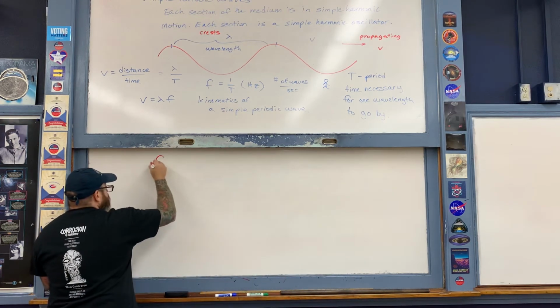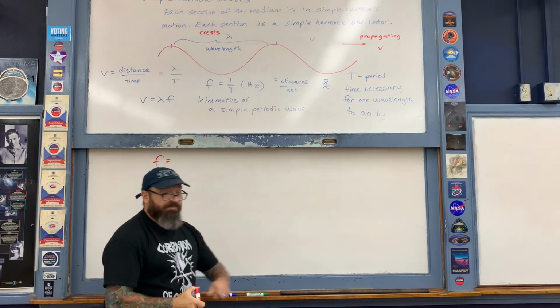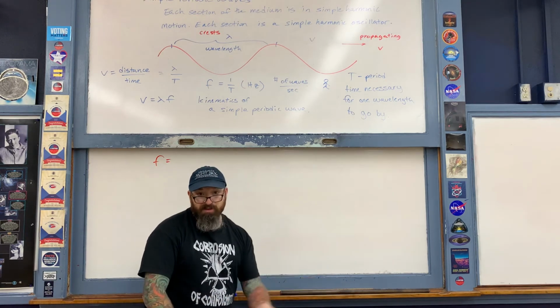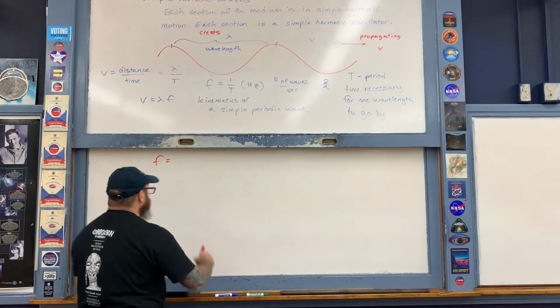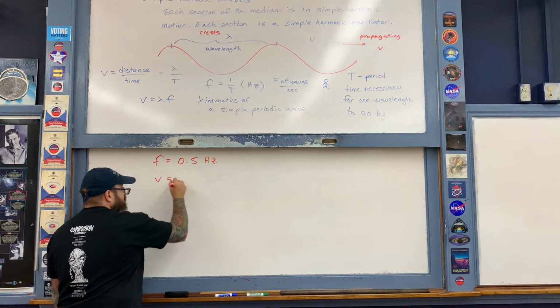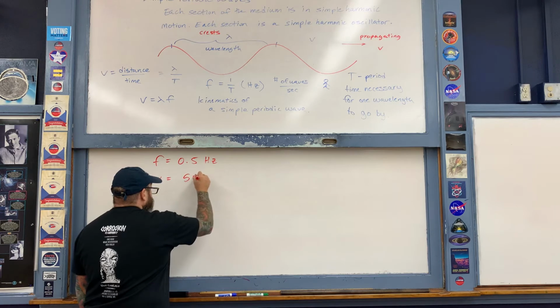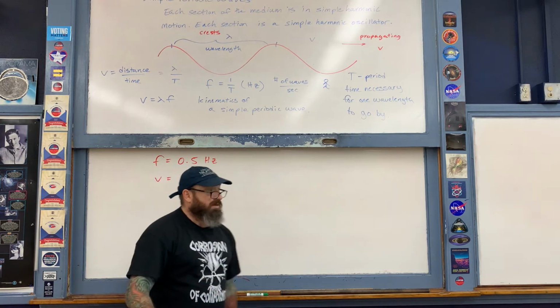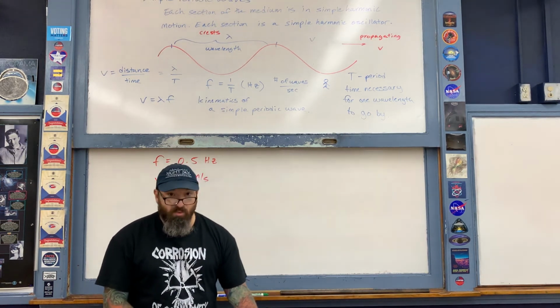Okay, so the frequency of the waves, this is the same thing as the frequency of your hand moving back and forth as you transmit these waves. This is given to us as 0.5 hertz. And then the speed of the waves, v, is also given in the problem. It's given as 5 meters per second. In part A, we're asked to calculate the wavelength.